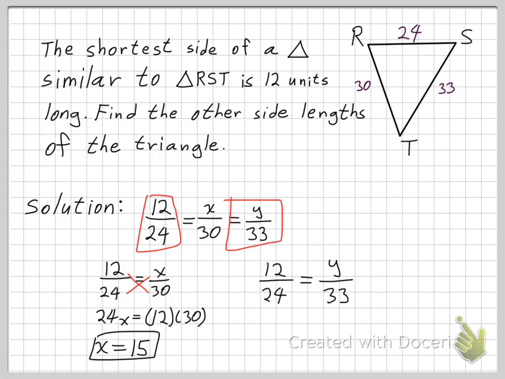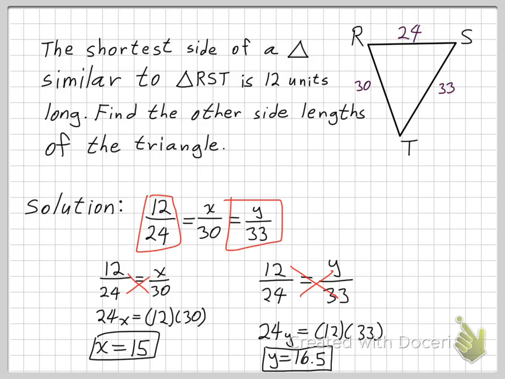Okay, so we can set 12 over 24 equal to y over 33, and that's how we get that proportion. And then again, you can solve that by cross-multiplying these two. Okay, and you get 24y is equal to 12 times 33, or y is equal to 16.5. So that's how you can use the side similarity theorem to find missing side lengths.